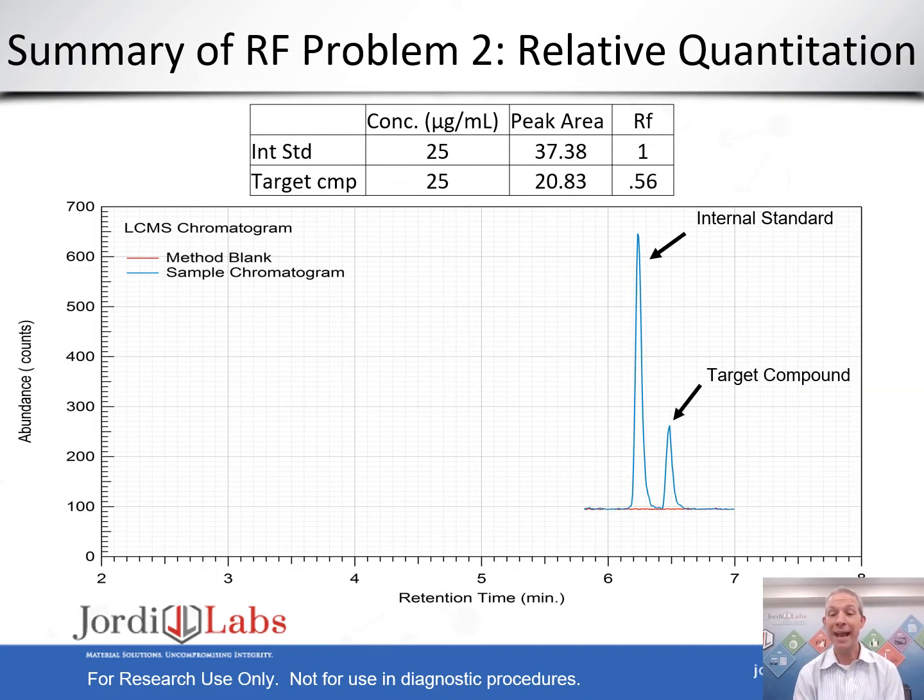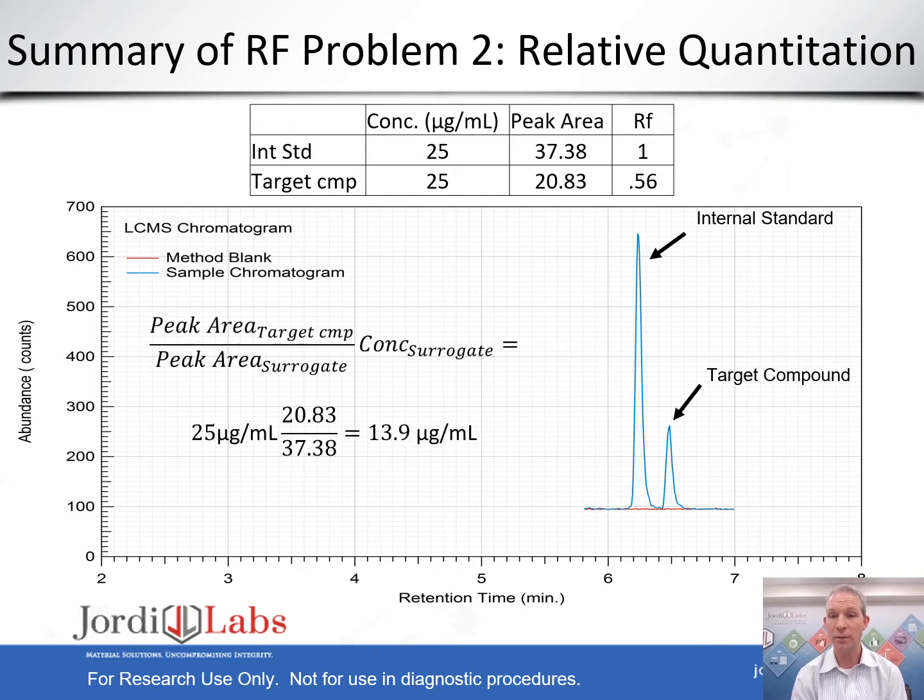All right, let's talk about the second problem, which is quantitative inaccuracy. To demonstrate this issue, here again we have our chromatogram showing our internal standard and our target compound, and they're at equal concentrations. However, if we perform the calculation of the quantity of our target compound, we'll see that we get an artificially low value of 13.9 micrograms per mil because the response factor for our surrogate standard is actually stronger than that of our target compound. And this results in an inaccurate quantity.